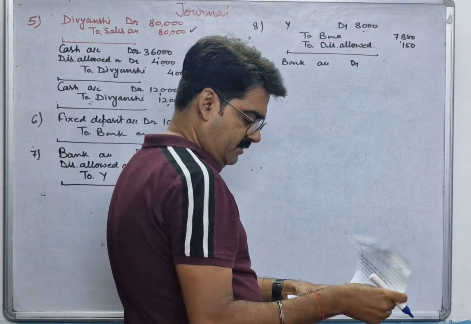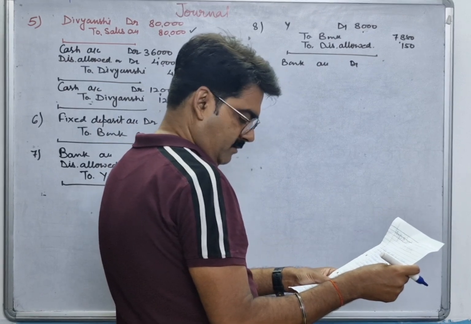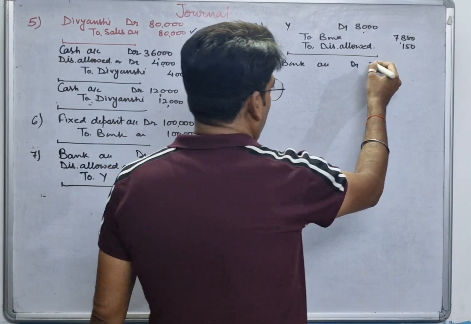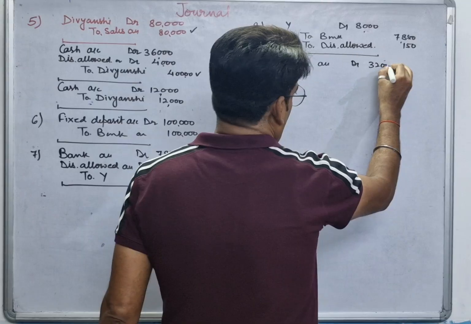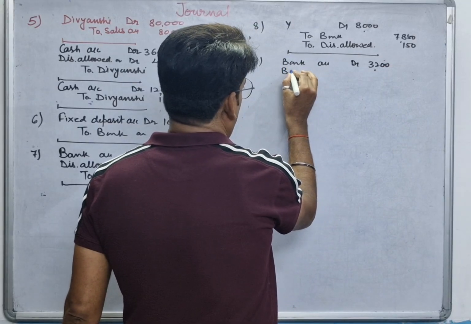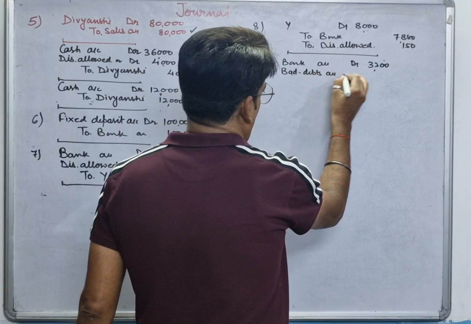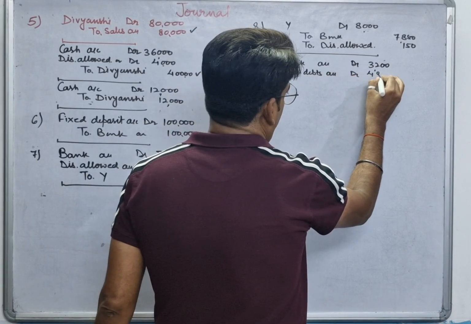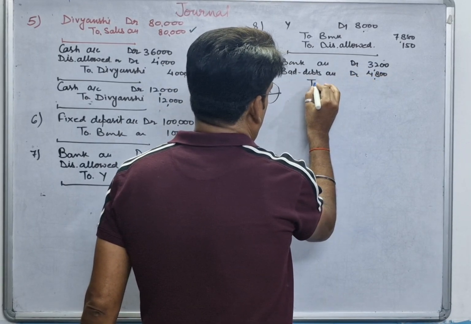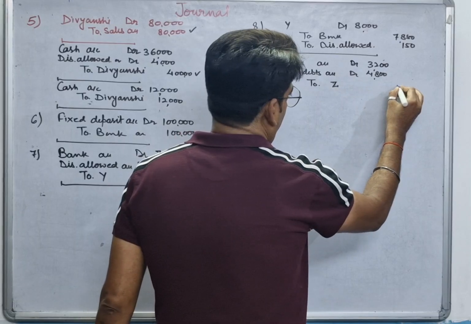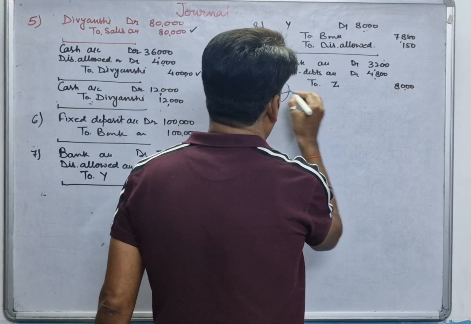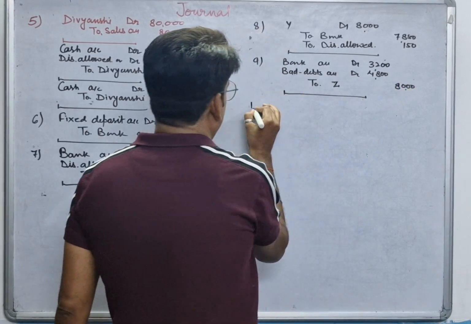Calculate 40%. 8,000 into 40% will be 3,200. Remaining will be bad debts. That is your loss. All losses and expenses will be debited. Hence, bad debts account will be debited by 4,800, and giver is Z, 8,000. Okay. Next.